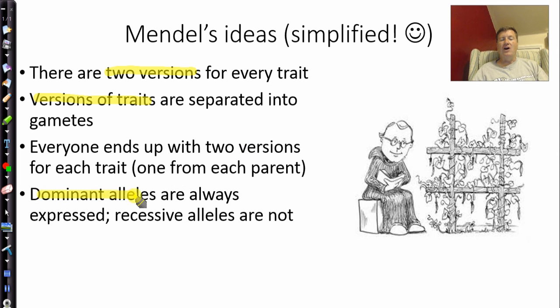Dominant alleles are always expressed, recessive alleles are not. They're only expressed or show up if you have two recessives at the same time. If you have a dominant and a dominant, or a dominant and a recessive, then the dominant wins out. That's the trait we see. You can only see the trait as recessive if you have two recessive versions, and that's what Mendel was able to conclude.